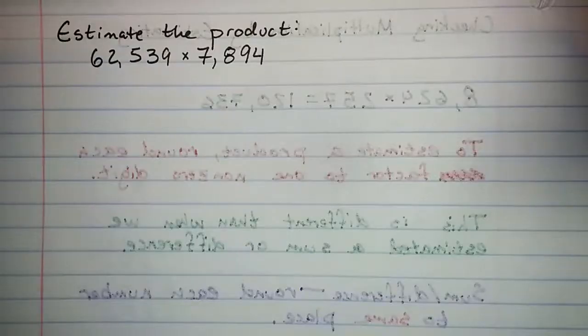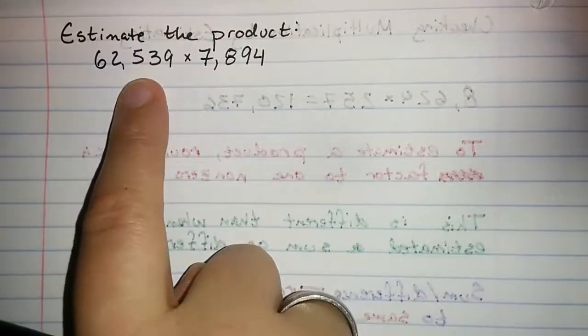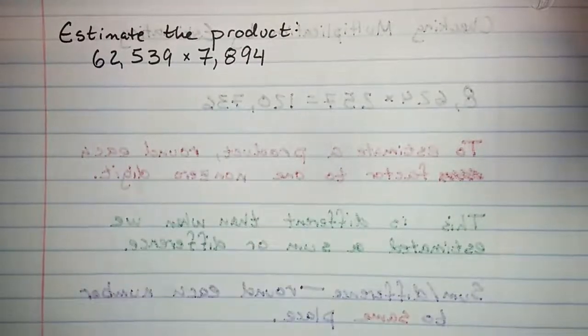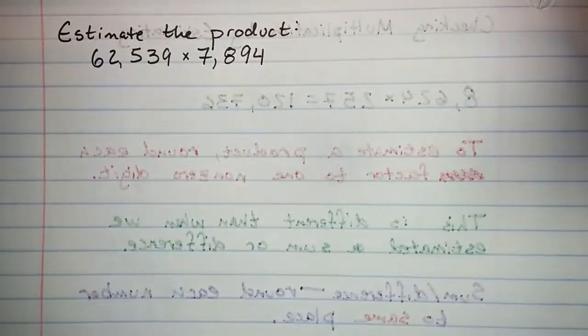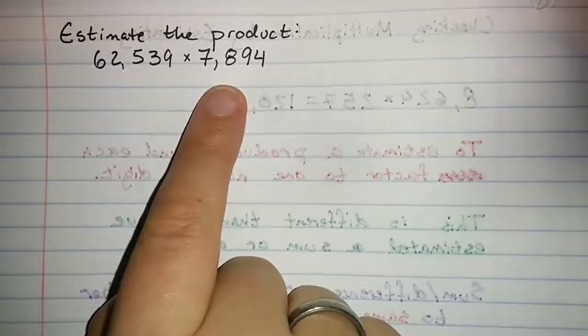I'm going to have you try one of these now. Estimate the product 62,539 times 7,894. Again, round then multiply. Don't spend your time doing this multiplication by hand.